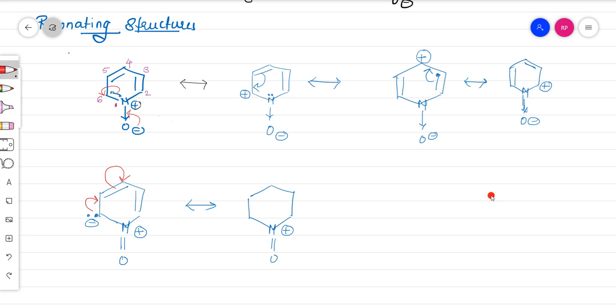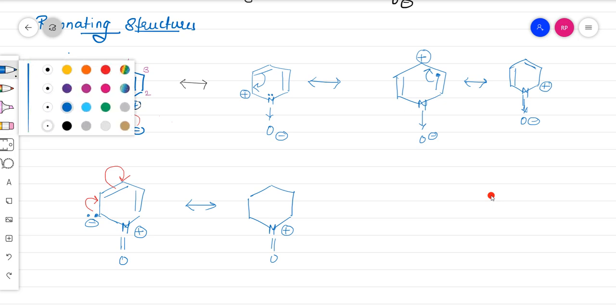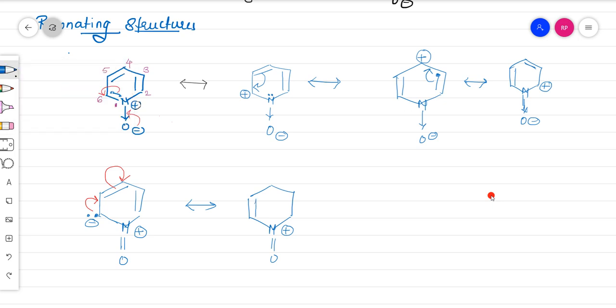See, drawing resonating structures is quite fun once you get a hint of how to do it. It is very fun to draw these resonating structures. Okay, so here this negative charge has come. Yes. Now come on, you tell me the third structure.